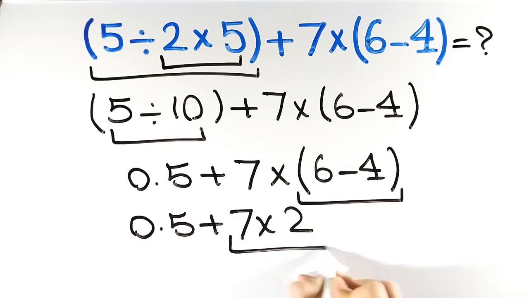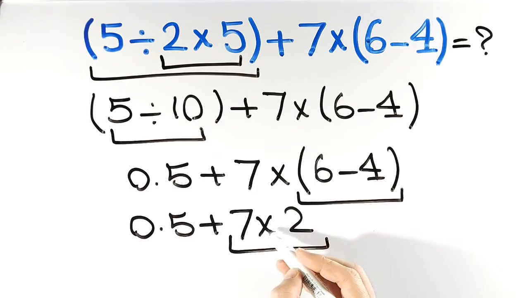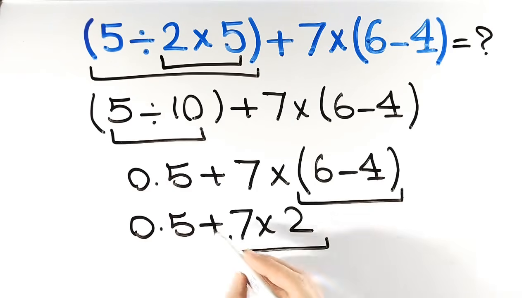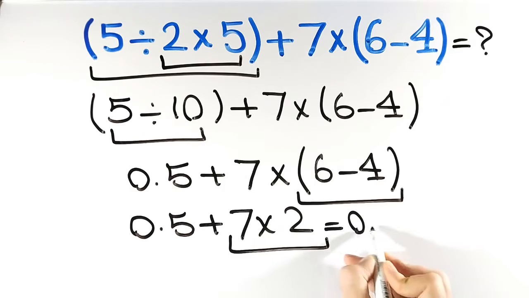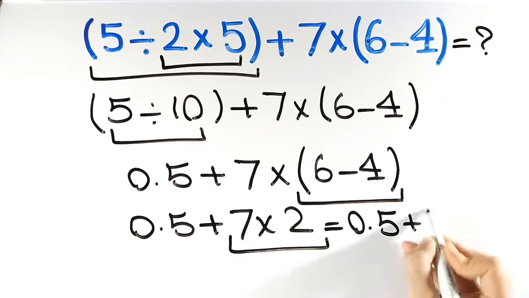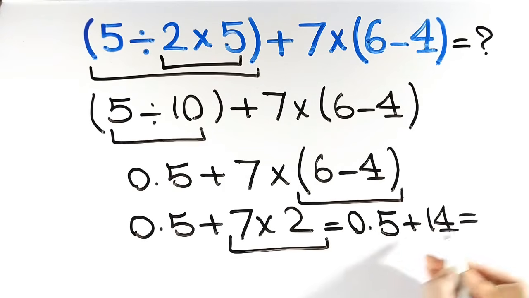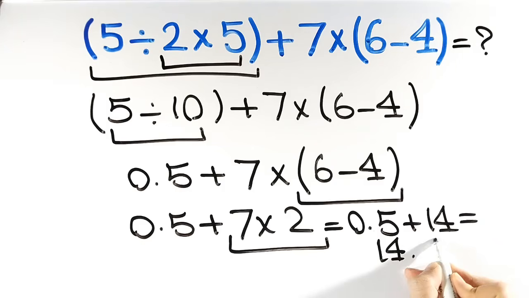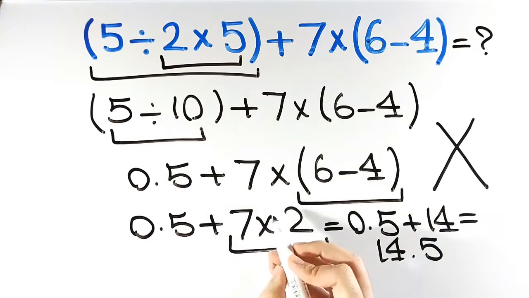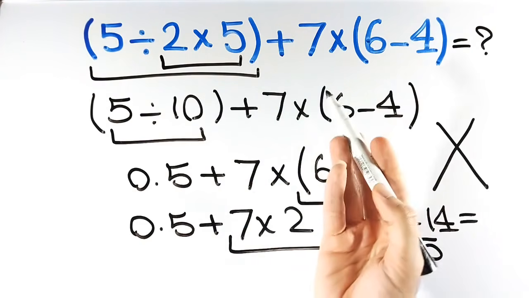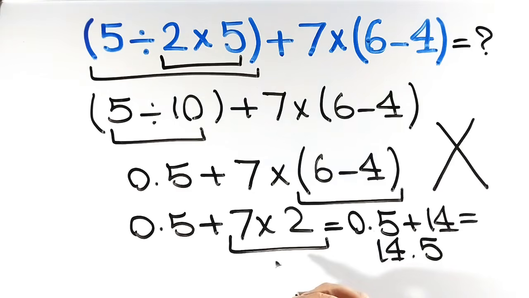Next, they go for the multiplication between 7 and 2 because they think multiplication has a higher priority than addition. So, instead of this expression, they write 0.5 plus 14, which finally gives them the answer 14.5. But this answer is completely wrong. Alright, now let me show you how to solve this expression properly.